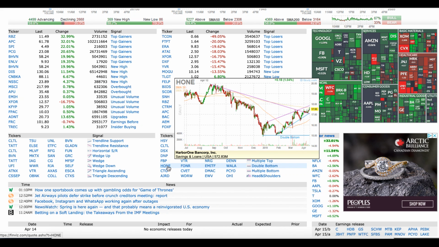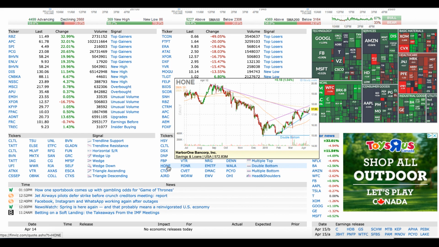Here's HONE, H-O-N-E. It gave a really nice double bottom indication back in February. It would have been a good trade to take on a swing, and it's too late now for sure on this one, and that's why I wouldn't trade it. But that's why having this little visual image, you can quickly look and say, does this warrant any further investigation? And I would say in this case, I'm not really compelled to look at this any more.